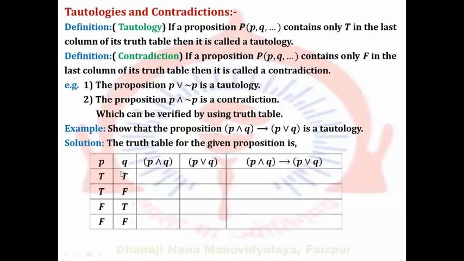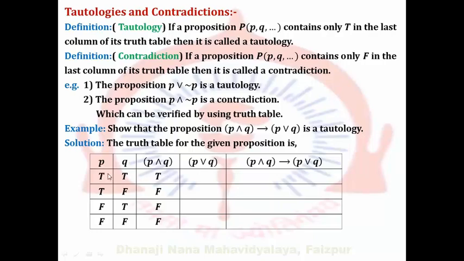So we have the statement P and Q. There are four possibilities: both are true; first is true, second is false; first is false, second is true; and both are false. Then we find P and Q, then P or Q, and their implication. For P and Q, here both are T, so the resultant is also T, and for the other ones the resultant is false. So this is the column for P and Q, that is T, F, F, F.